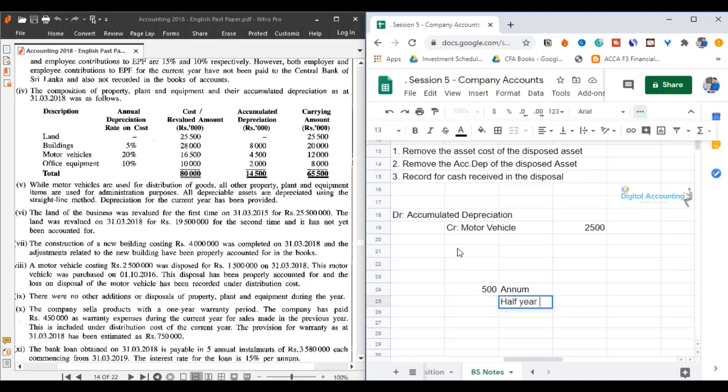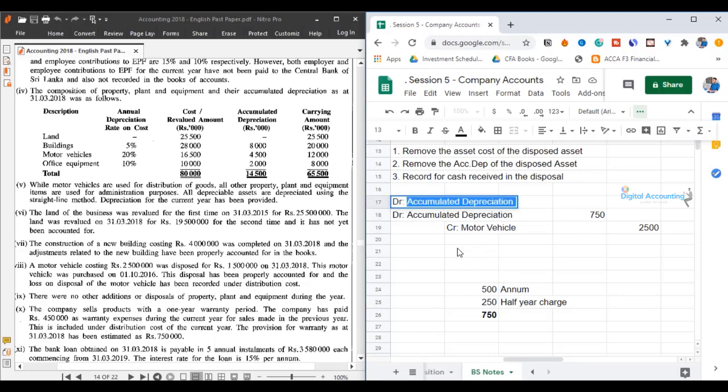So 1.5 years. So half year charge should be 250. So for 1.5 years we need to remove 750 accumulated depreciation. Then we need to record the cash received in the disposal. So debit cash. We have disposed for rupees 1.5 million on 31st March 2018.